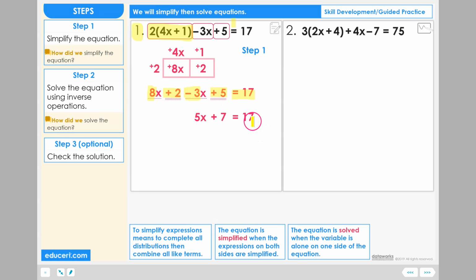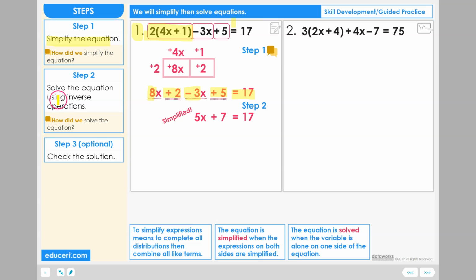This equation is now simplified because there is no distribution needed and there are no more like terms that need to be combined. We have now simplified the equation. How did we simplify the equation? We simplified the equation by distributing when we needed to and then combining when we had like terms.